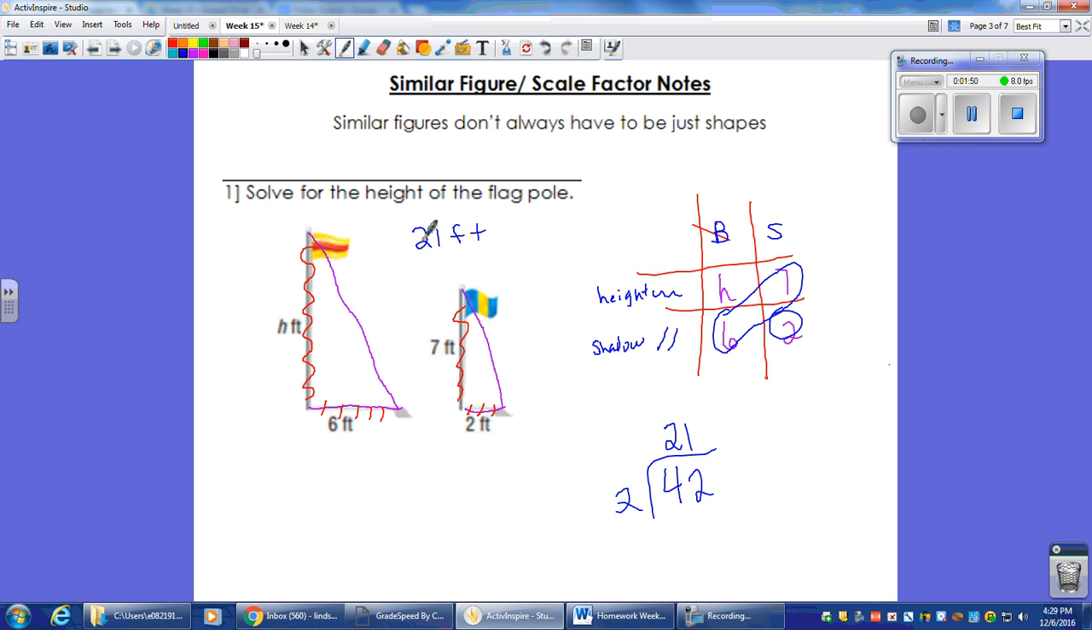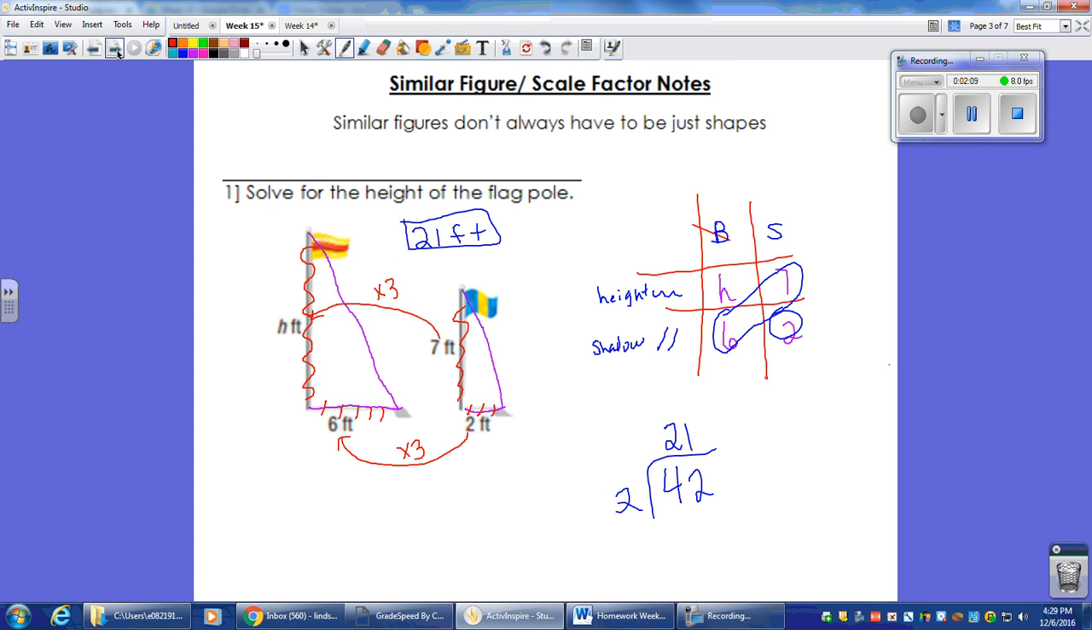Now another way you could have solved this is using scale factor. If you look, we're trying to go this direction. So if I look, to get from 2 to 6, I multiplied by 3, and we know the scale factor always has to be the same. So if I multiply 7 by 3, I would get 21, which is the height.